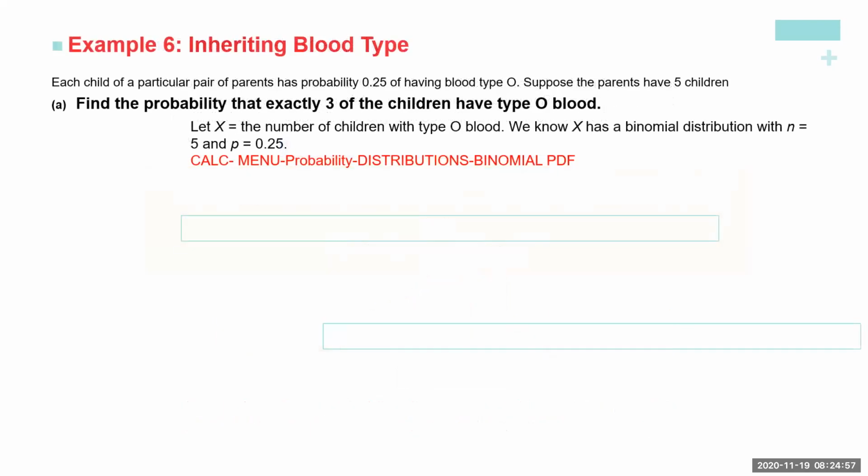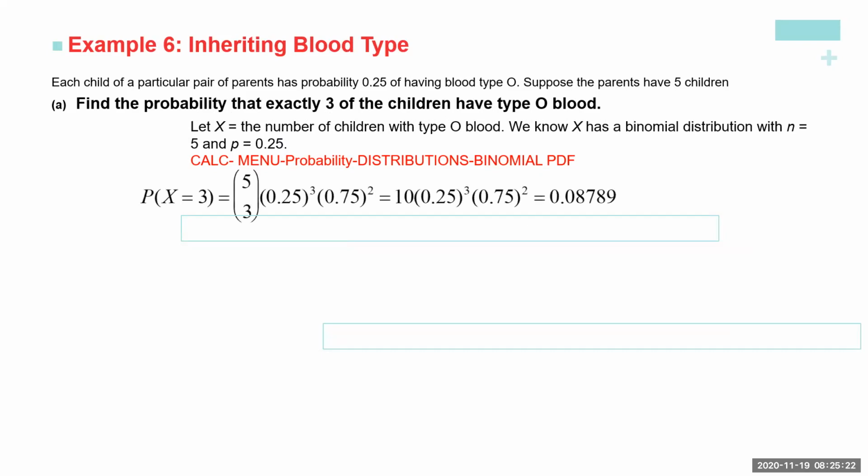So let's look at an example. If we go back to our blood type, find the probability that exactly 3 of the children have type O blood. Again, we need to define what's a success. Let X equal the number of children with type O. Failure is going to be anything without type O. Here we know that our number of trials is 5. Suppose the parents have 5 children, and the probability of type O is 0.25.